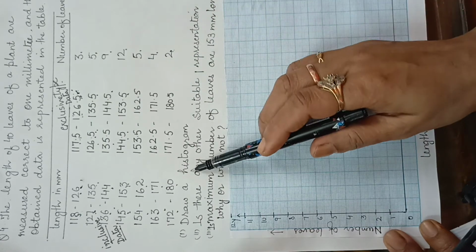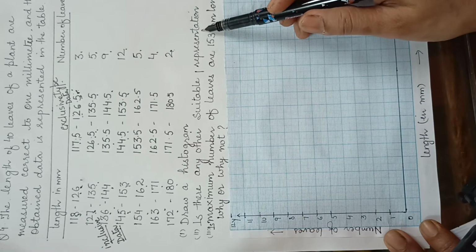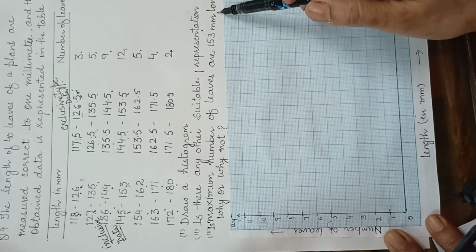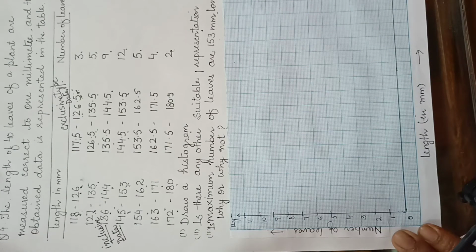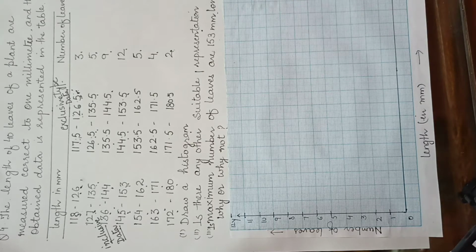So your question is draw a histogram. Is there any other suitable representation? Is maximum number of leaves are 153 millimeter long? Why or why not? So children, first we draw the histogram. The only difference between bar graph and histogram is bars represent the separate information and histogram represent the continuous interval. So when we have the continuous interval, we draw the histogram. So let's draw the histogram.